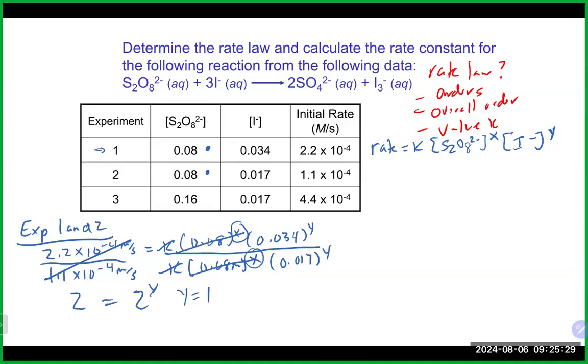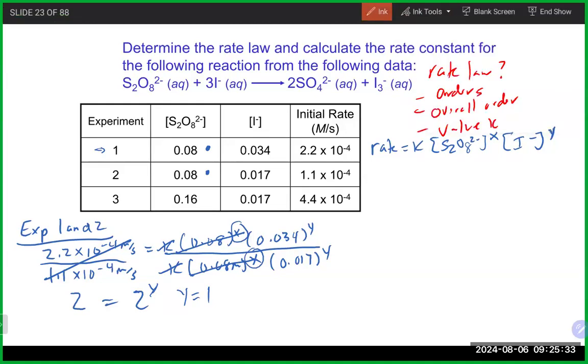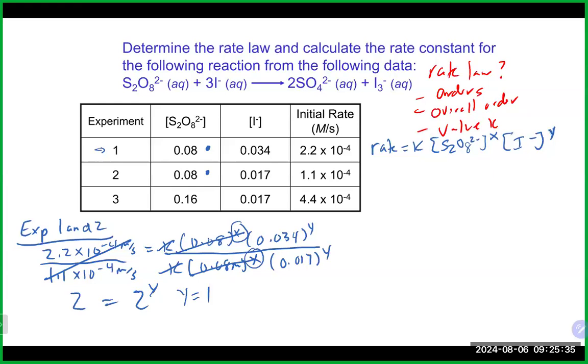Now that we did it for the first reactant and kept constant, we want to go back to our table and find two entries where we keep the other guy constant. And in this case, it does look like experiment 2 and 3 will do that for us. We'll keep those two guys constant. So we'll look at experiment 2 and 3. Once again, I'm going to choose the one with the larger rate and put it up on top. So that's going to be experiment 3 for me.